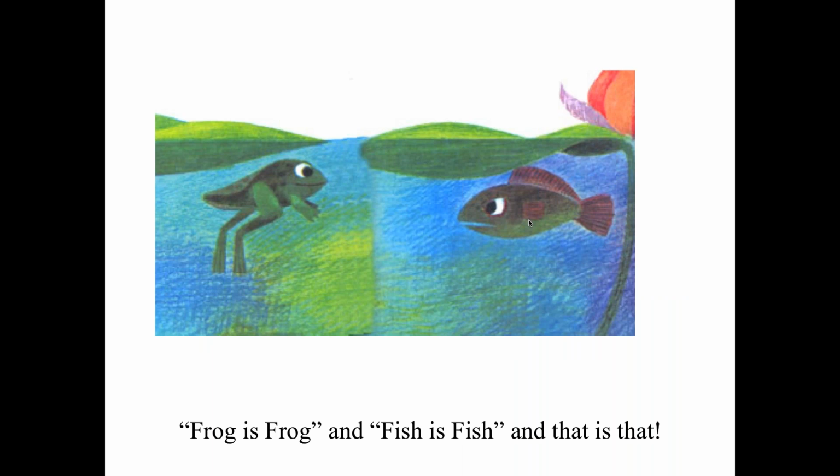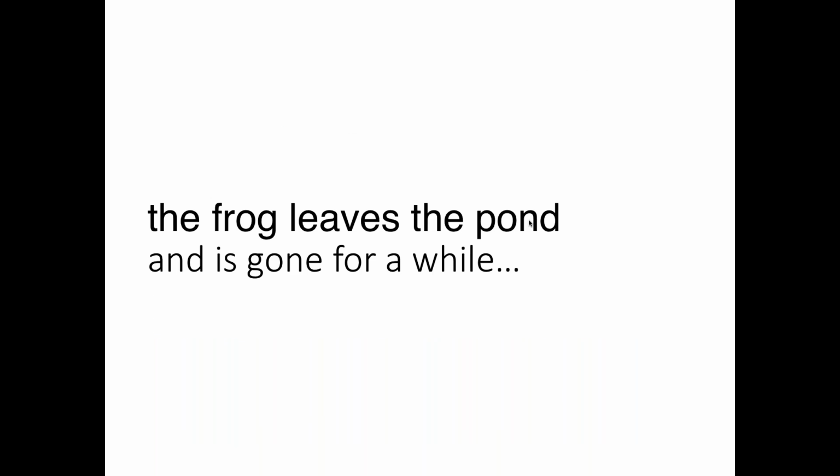There's nothing within their current framework of how the world works to really explain this kind of activity. I guess they were abandoned by their parents, so there weren't any parents there to teach them about the way the world works. So they have to take it on faith. They say frog is frog and fish is fish, and that's that. Not much more that we can really do; we observe this transformation, but we don't know what to do with it. So the frog, of course, leaves the pond and is gone for a while.